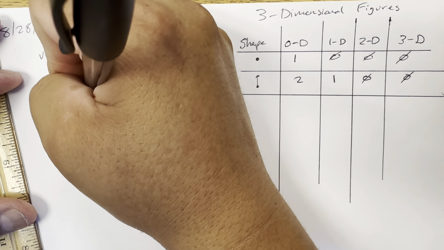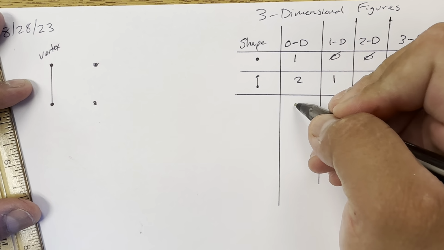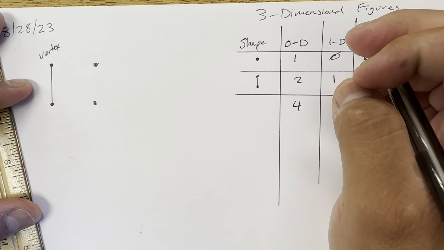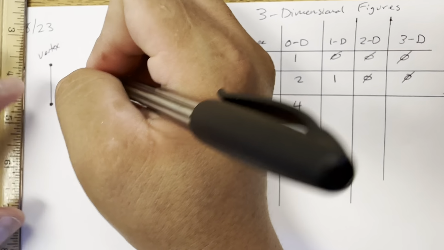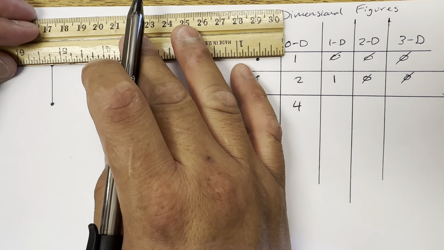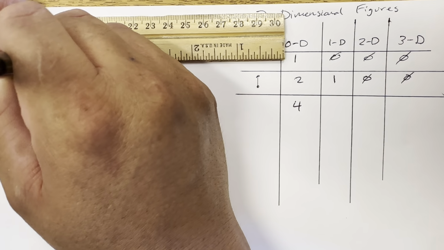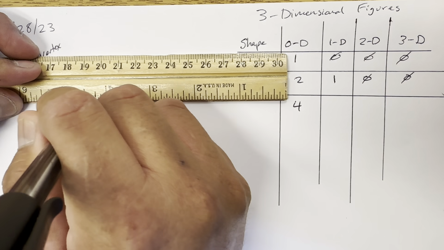Okay, now we have how many vertices? Well, 1, 2, 3, 4. So we have 4 vertices. In other words, 4 zero dimensionals. And let's go ahead and connect them. So we have 2 heights. In other words, we call them edges. So 4 line segments. And hopefully you guys are keeping up with me.